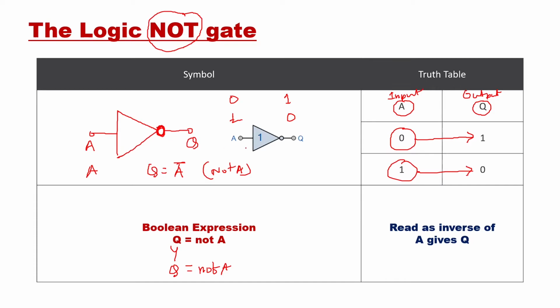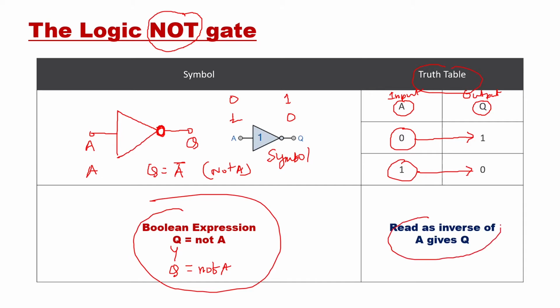This is the symbol of it that we have drawn. This is the truth table of it. This is the Boolean expression of it. And if you want to give a statement, you can read it as the inverse of the input which gives the output. Simple definition, simple symbol, a truth table, and expression. Finish. This is your logic NOT gate.